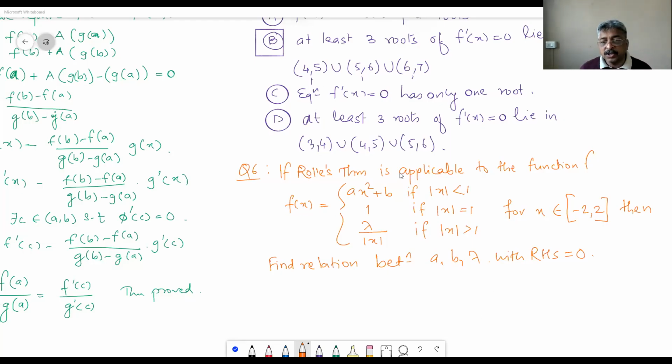Okay, so this function is given to be good for Rolle's theorem.